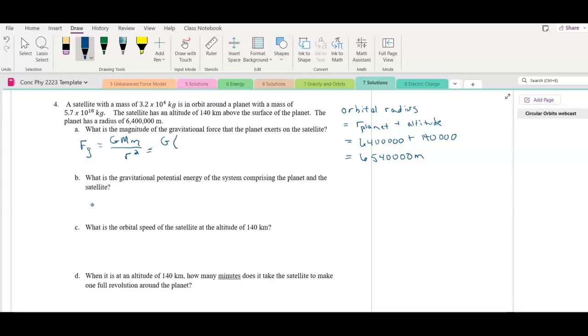Okay, so I can start doing this. The mass of the planet is 5.7 times 10 to the 18th. The mass of the satellite, the little mass, is 3.2 e to the 4th. The orbital radius is 6,540,000. And remember that that needs to be squared. So let's see what we get.